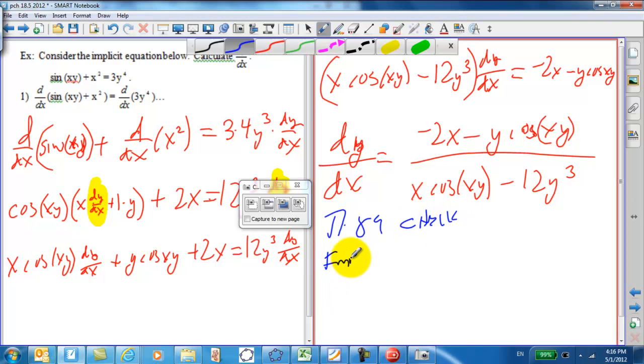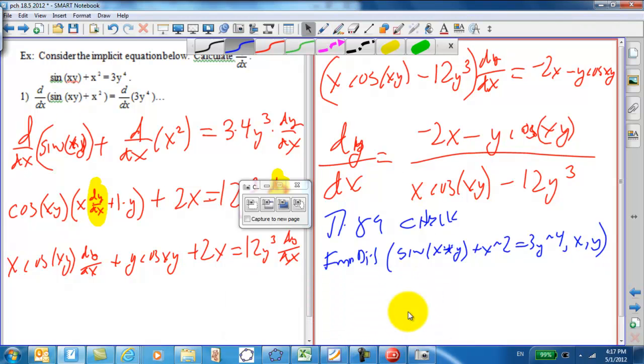Impdiff sine, left parentheses, x times y. If you just say xy, you might try and look for a variable named xy. Plus x raised to the 2 equals 3y raised to the 4th, comma x, comma y. And let's see what impdiff says.